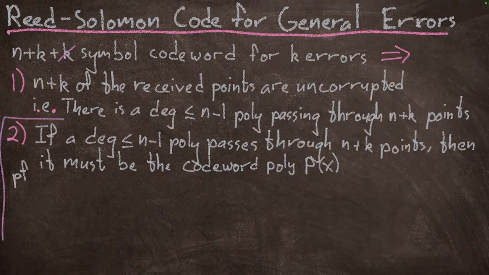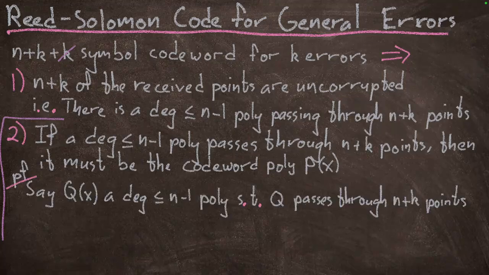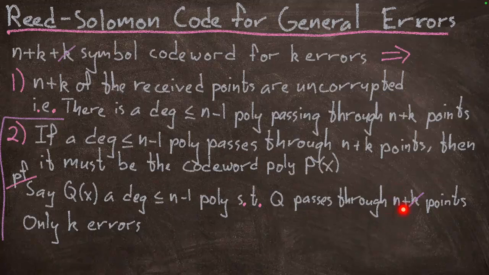So, proof. How do we prove this? Well, let's just do it like an implications proof. Let's assume the antecedent. Say q of x is a degree n minus 1 polynomial, and it passes through n plus k points. We're just assuming the antecedent here. So what we know is that there's only k errors. And if there's only k errors, even if we thought k of those points were imposters, even if we thought k of those points were incorrect, what we still have is n points that are correct.